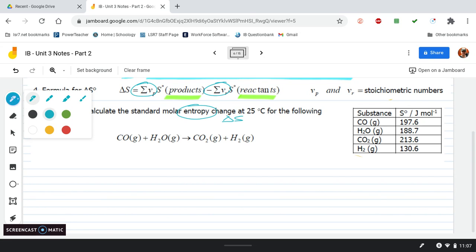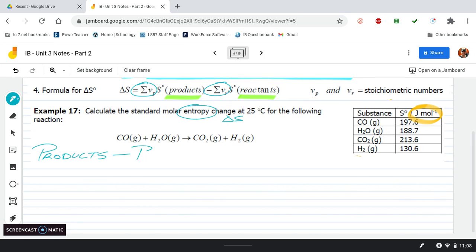I do want to point out one thing. This is going to give us a value in joules, and that's going to be a bit of a problem later on, but right now that's going to be the unit. Instead of kilojoules per mole, it is joules per mole. All right, products minus reactants. Once again, that's the theme of these last two sections, constantly dealing with products minus reactants.